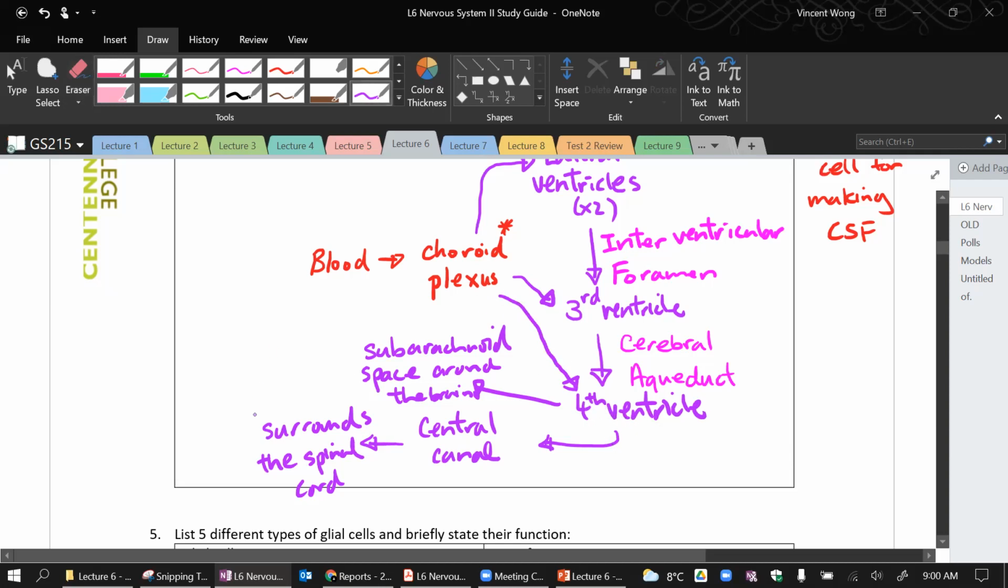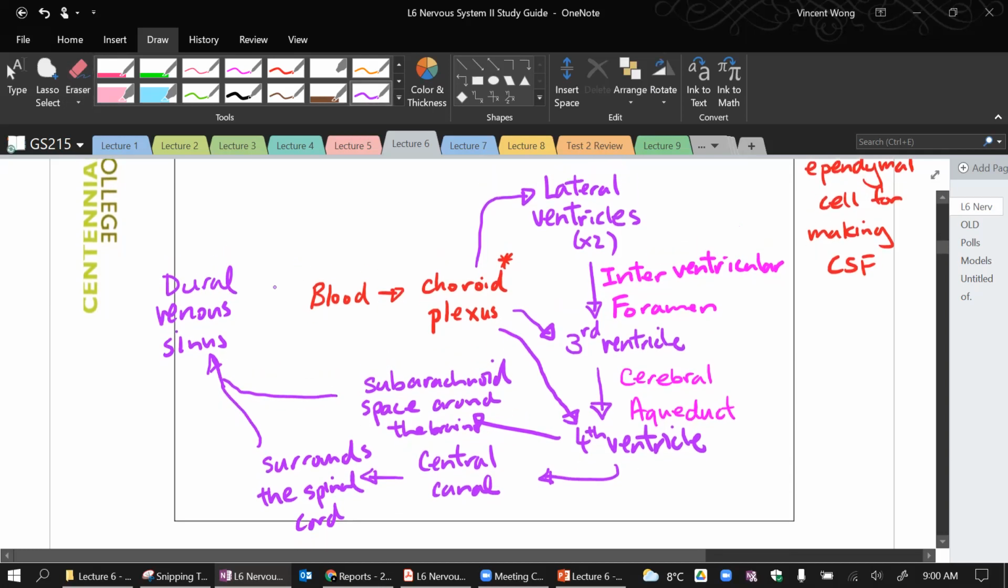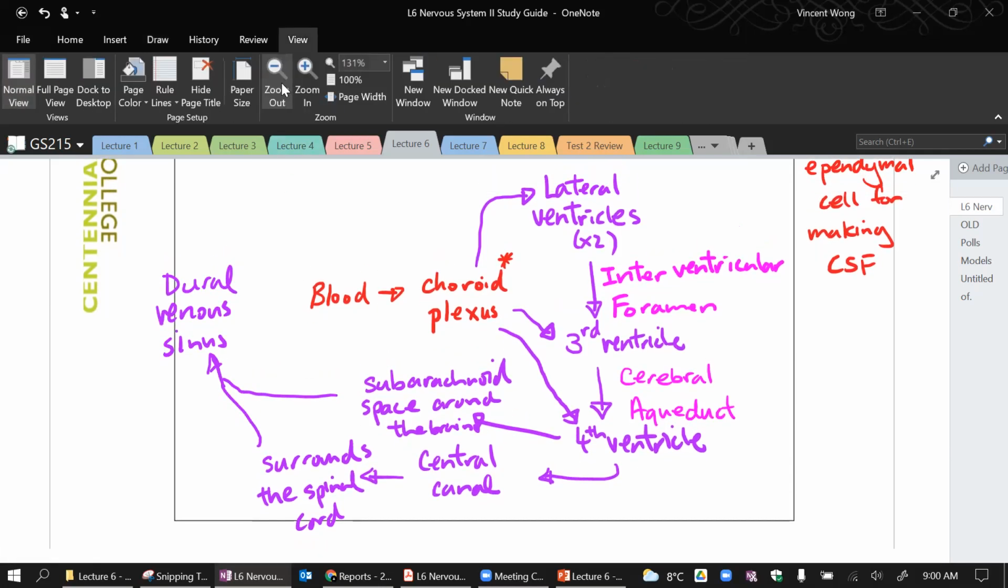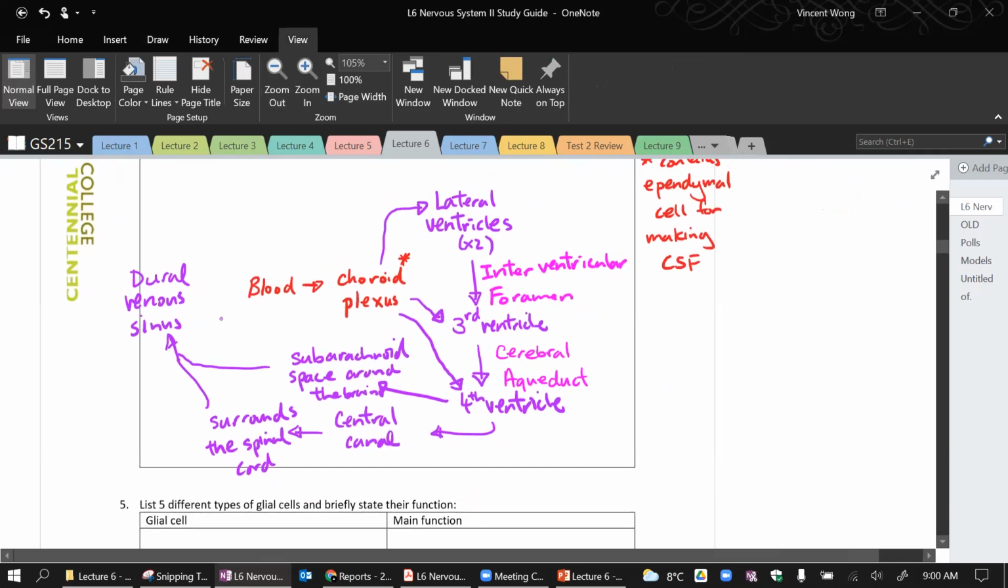Okay, so afterwards, all this CSF will come back to drain at the dural venous sinus. Remember the dura mater that we talked about earlier? It's actually two separate layers, and the two layers will open up at certain parts to form the dural venous sinus for you to drain the CSF. So all that CSF will go back into the blood, and then it just kind of repeats itself.